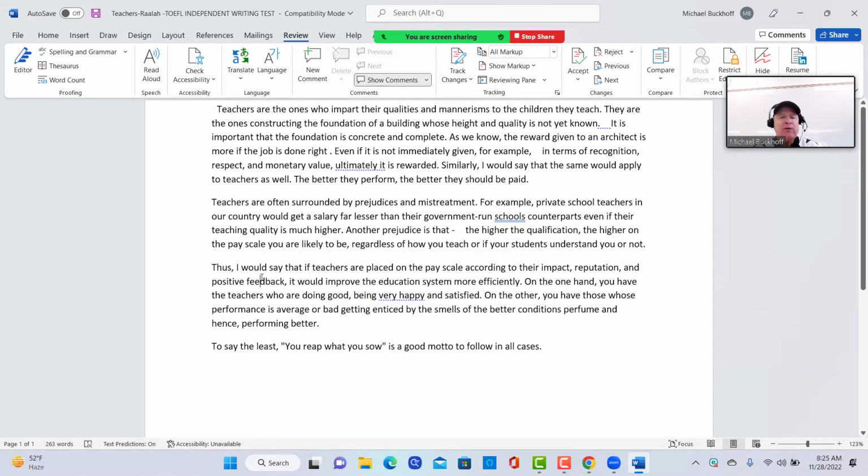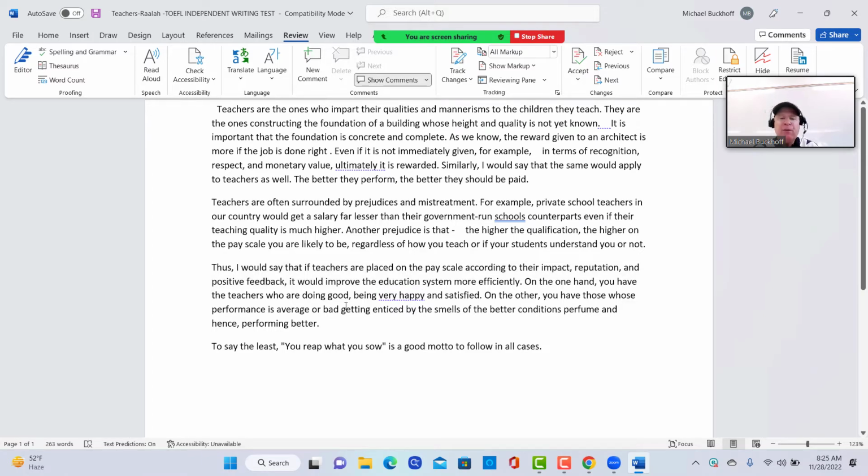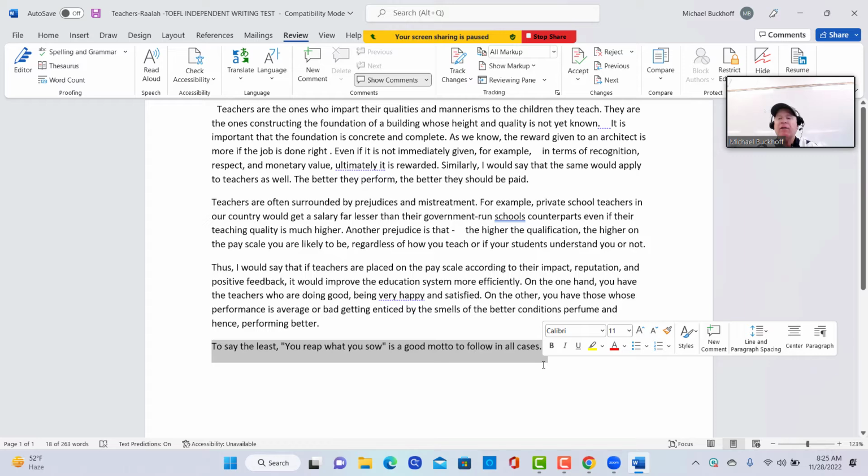Now the next paragraph, I would say if teachers are placed on the pay scale according to their impact reputation, it would improve the education system more efficiently. Now this is a good thesis. So you're saying that paying teachers more will improve the education system. But you don't really have any specific example in here to illustrate that idea. And then the conclusion, it doesn't really tie together your main points, but your main points aren't clearly identified anyway.